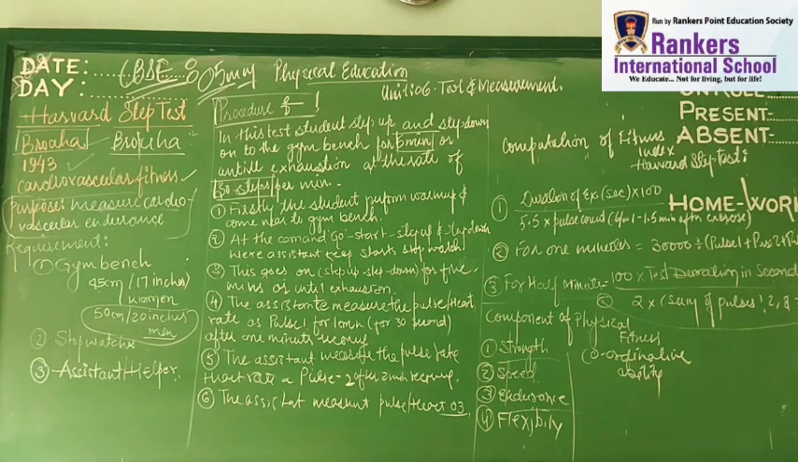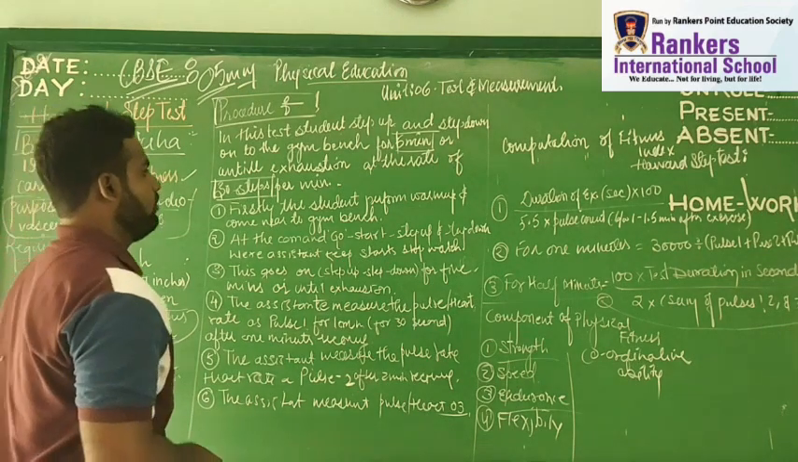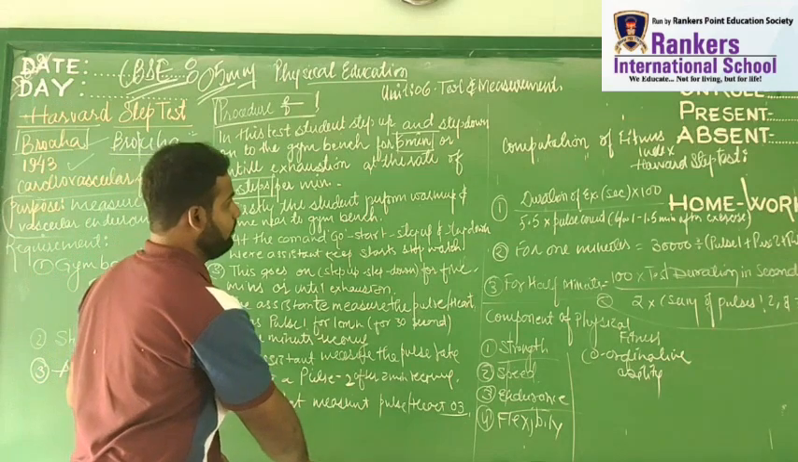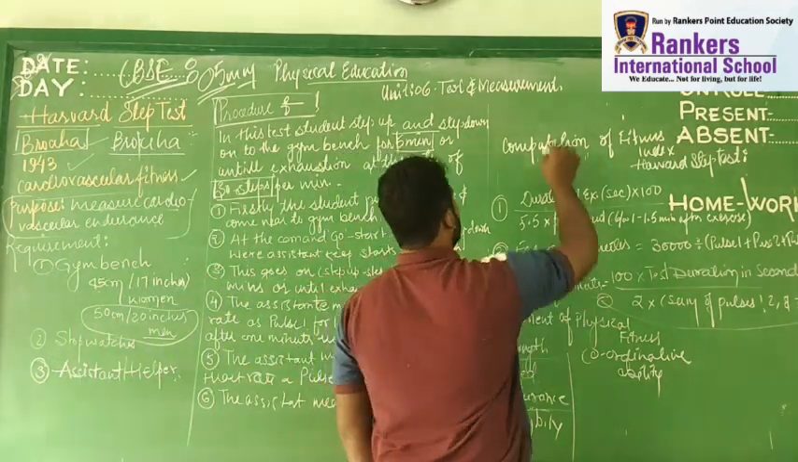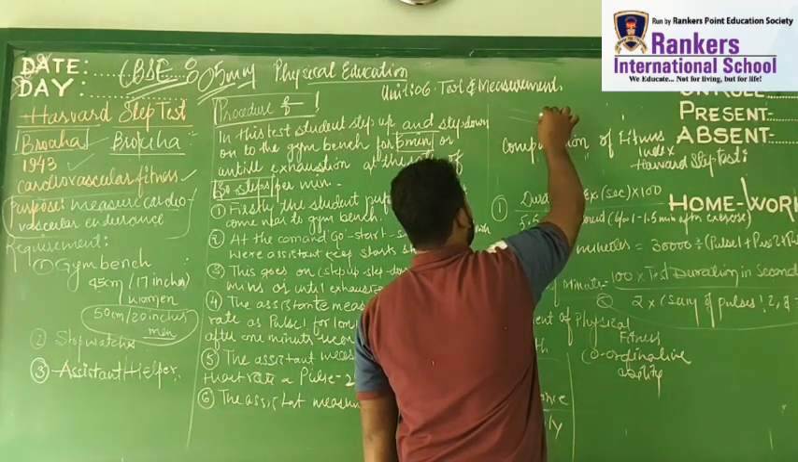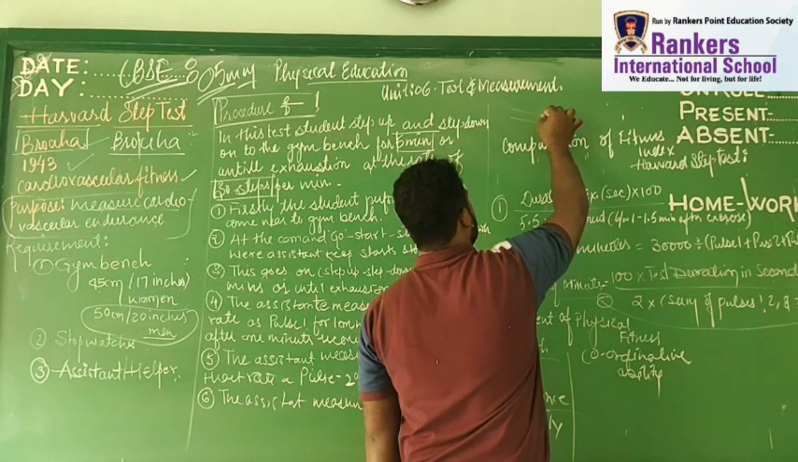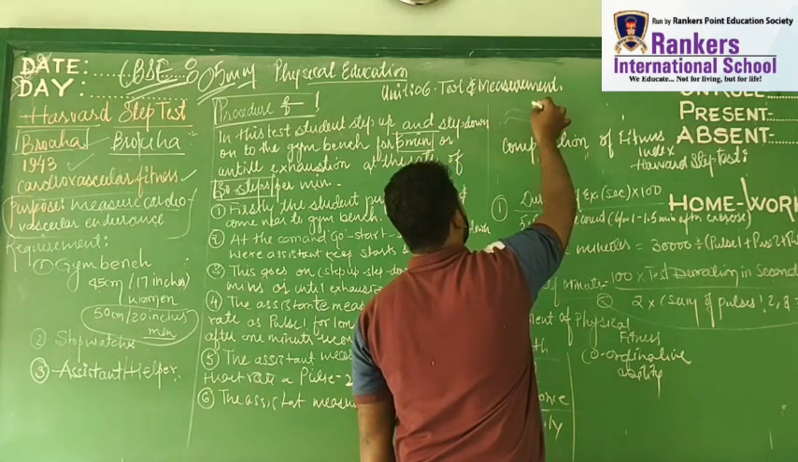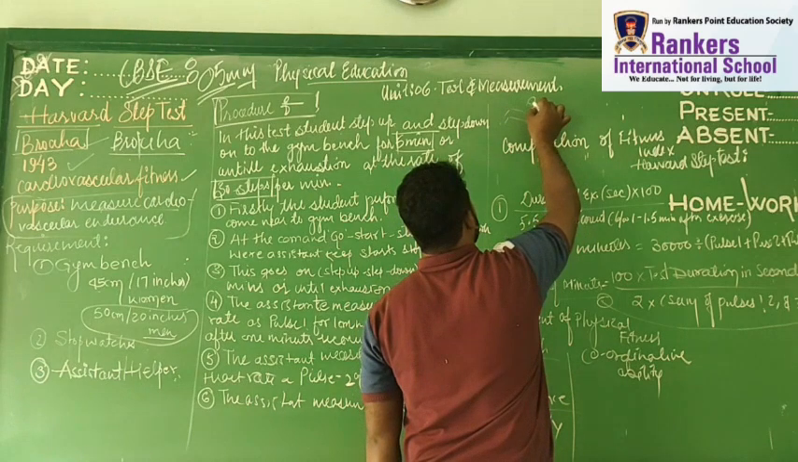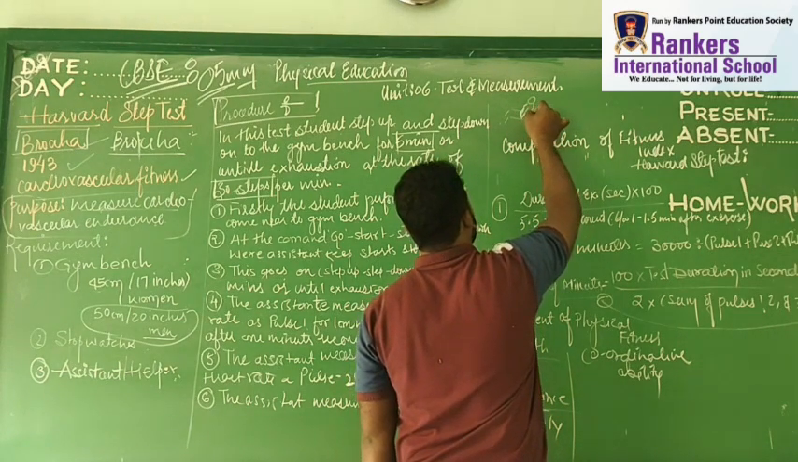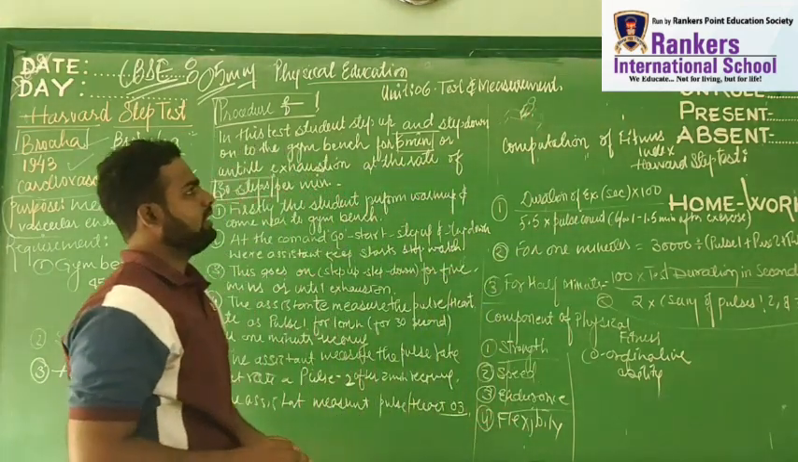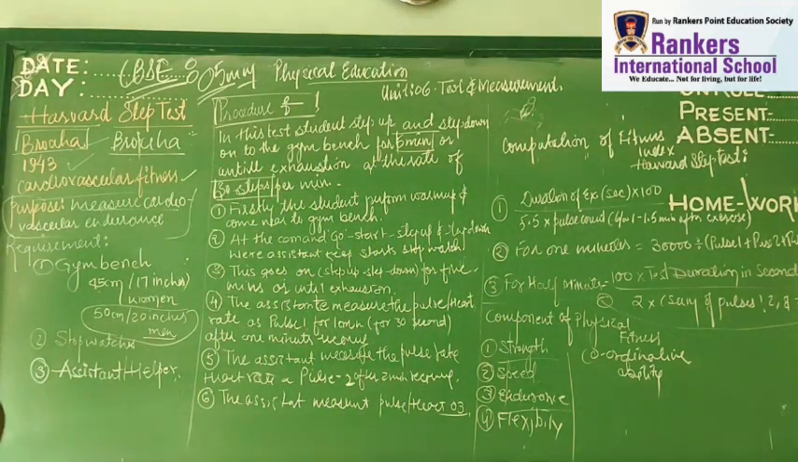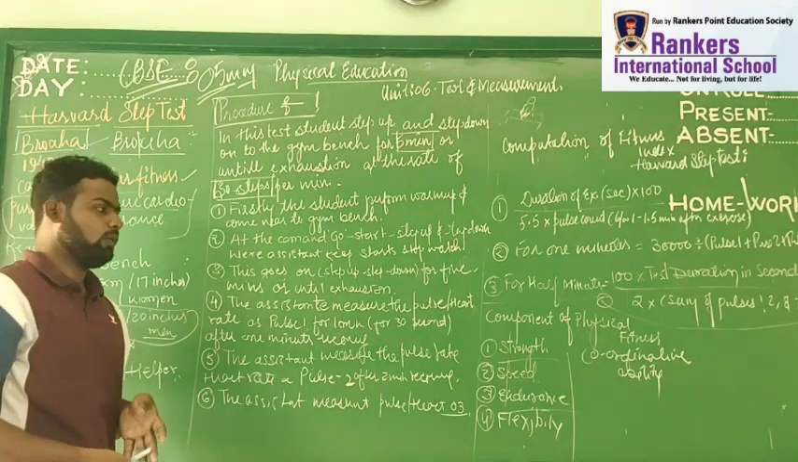Okay, so let's say if I'm going to draw something here. Let's say this is the gym bench, okay? And here is the student who will have to do this exercise. These are his legs, and then he'll have to go down. Basically, I'm not able to draw that sketch, but it is step up and step down.